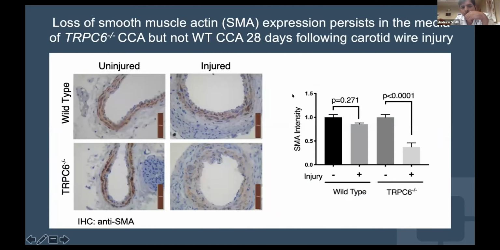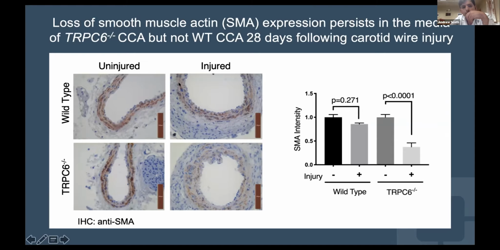We then assessed if there was a difference in the phenotypic state of medial smooth muscle cells between wild type and TRPC6 knockout mice, as our results suggested that perhaps there was an increase in phenotypic modulation and dedifferentiation of smooth muscle cells in TRPC6 knockout mice compared to wild type mice. To assess this, we took common carotid arteries 28 days after injury and performed immunohistochemistry against smooth muscle actin.